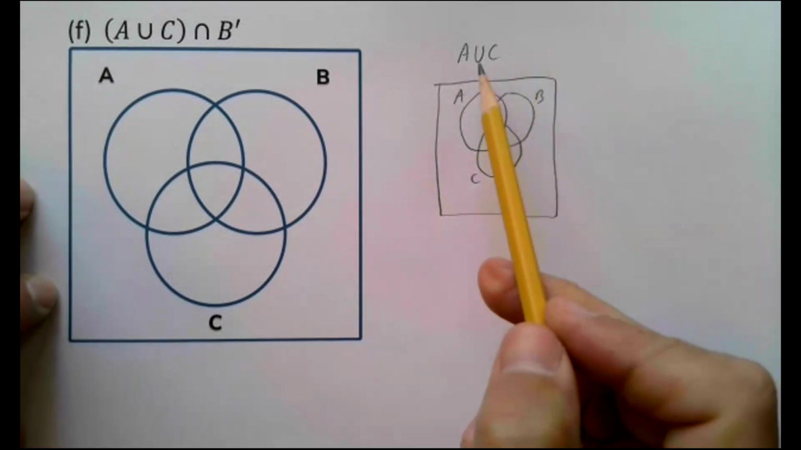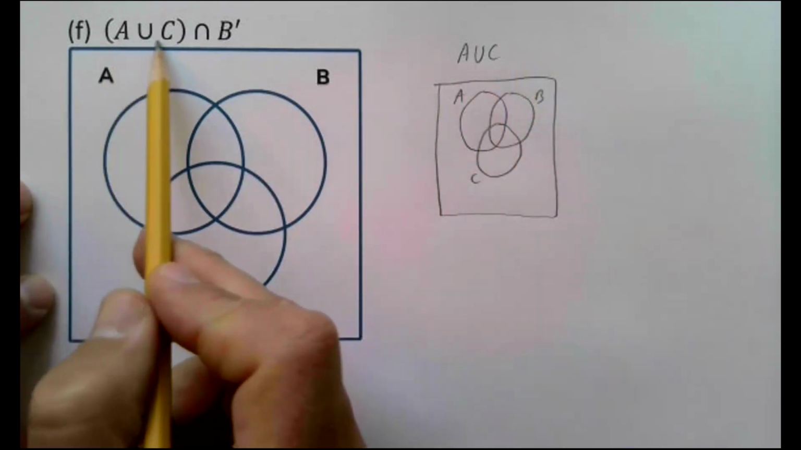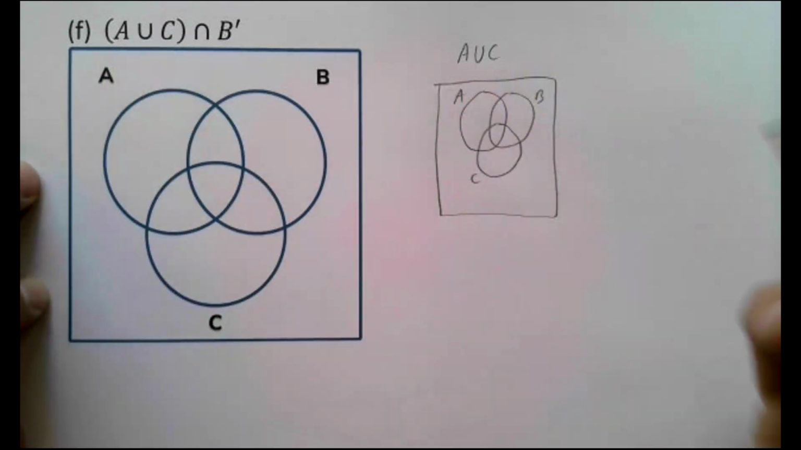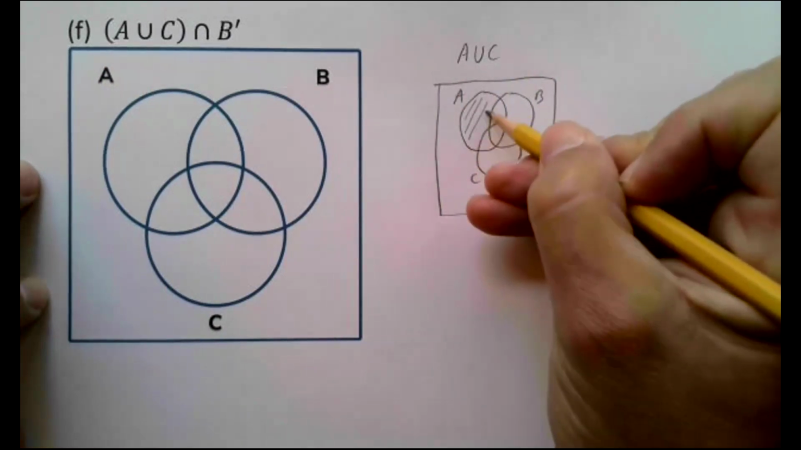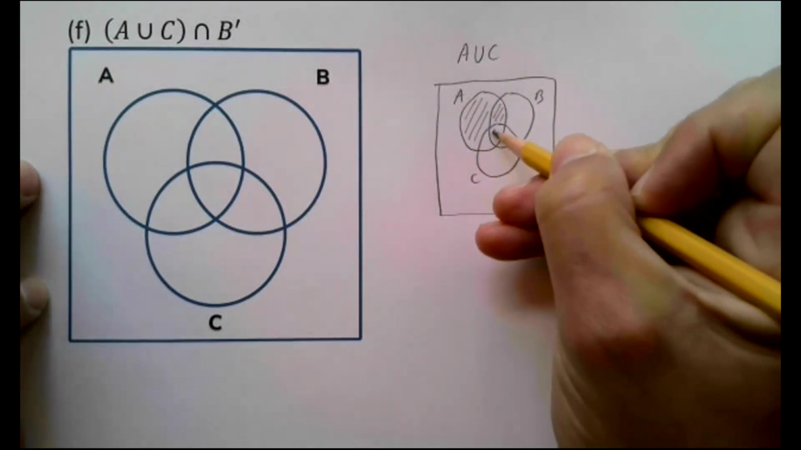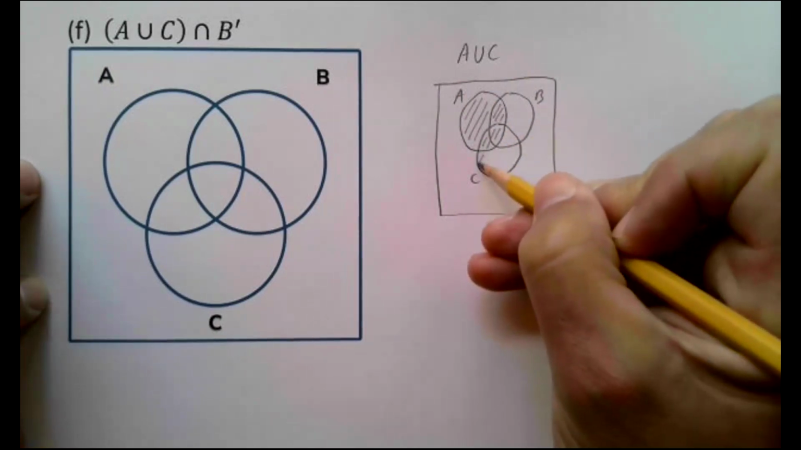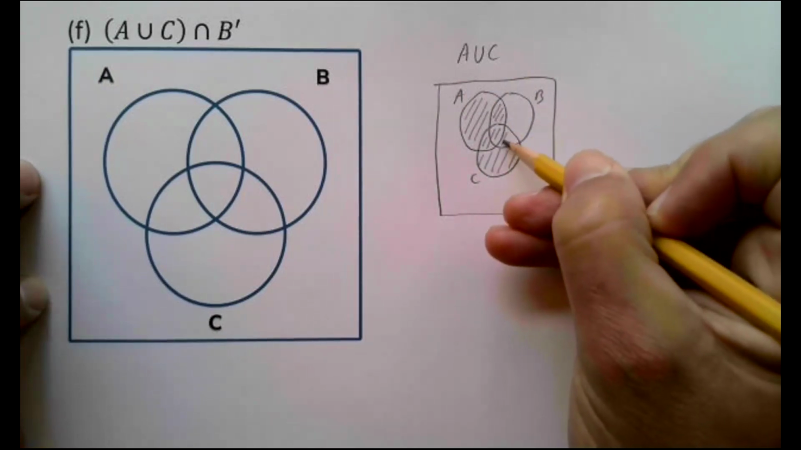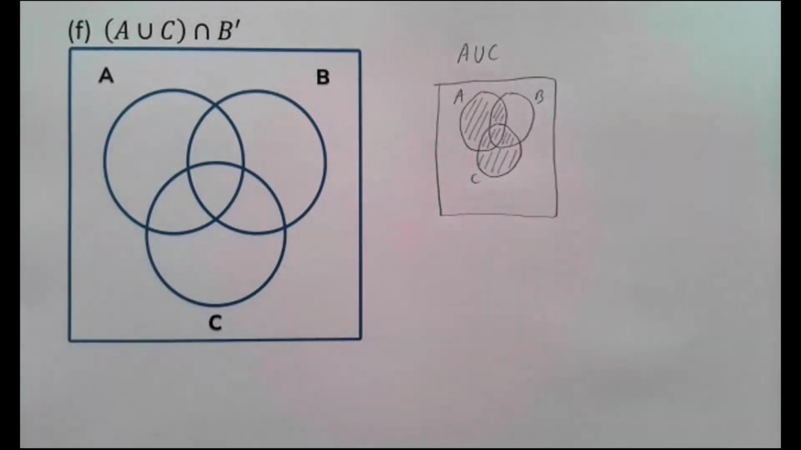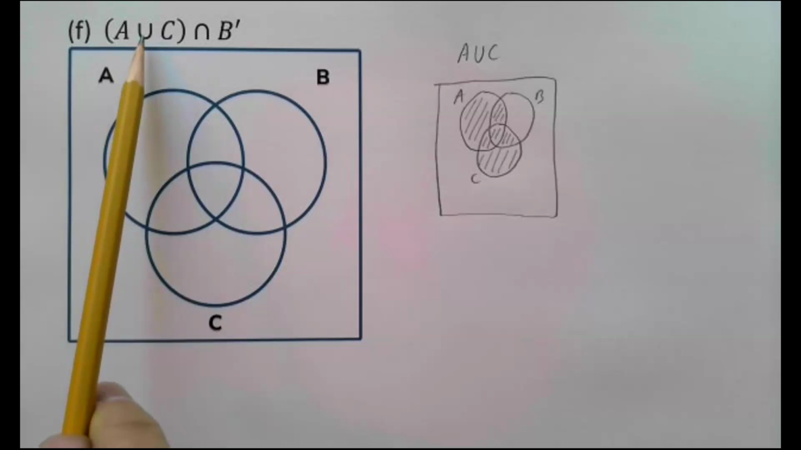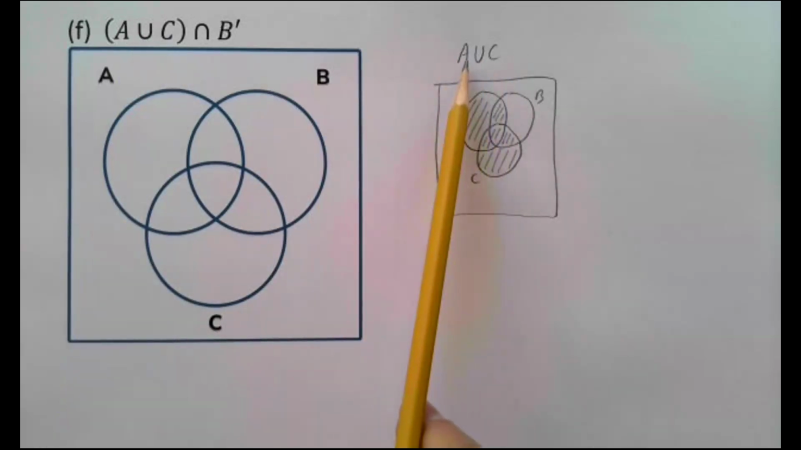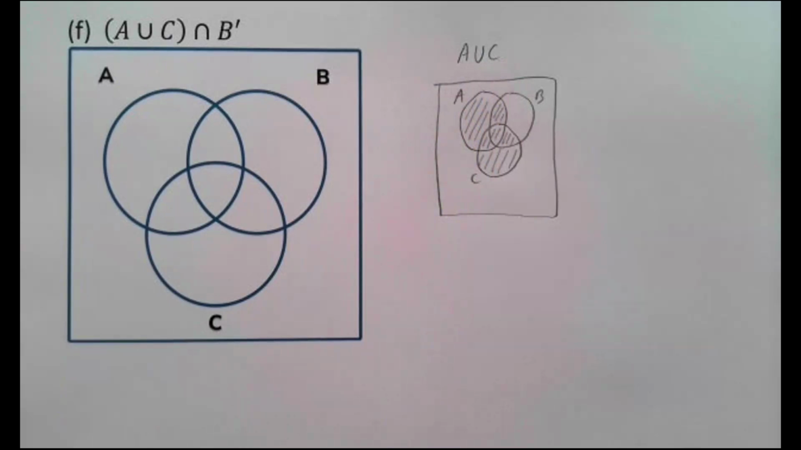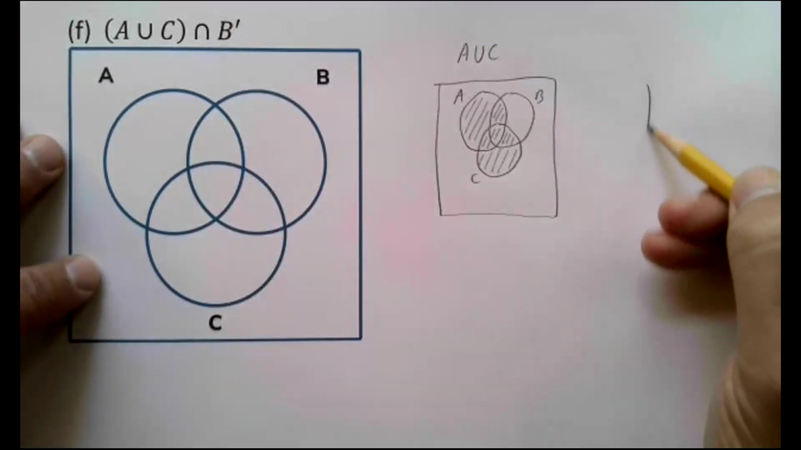To get into A union C, I'm just focusing on this part right here. You just have to be in the A circle or the C circle. So the entire A circle should definitely get shaded, and the entire C circle should definitely get shaded. Notice I shaded the entire A circle. I also shaded the entire C circle because to get into the union of A and C, you just have to be in one circle or the other. You might be in both, but you just have to be in one or the other. We're also considering B complement here.